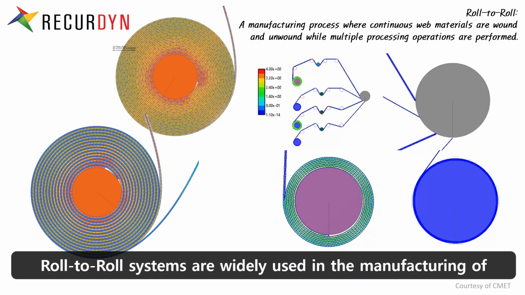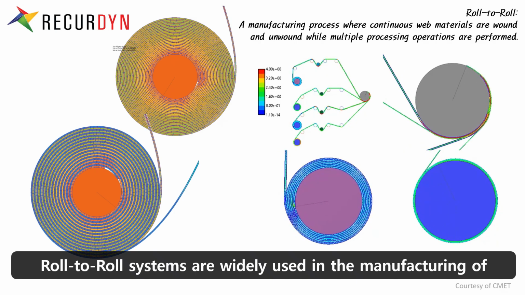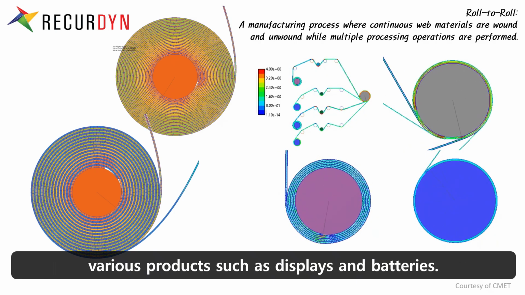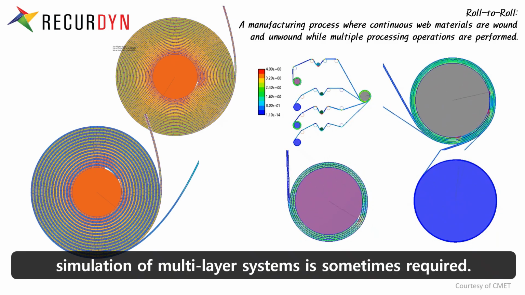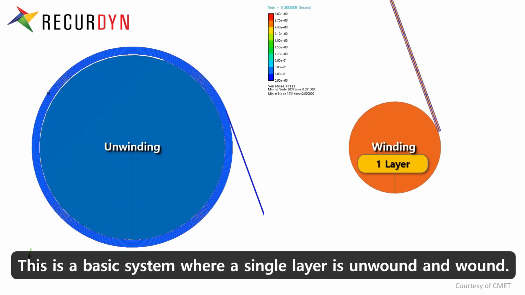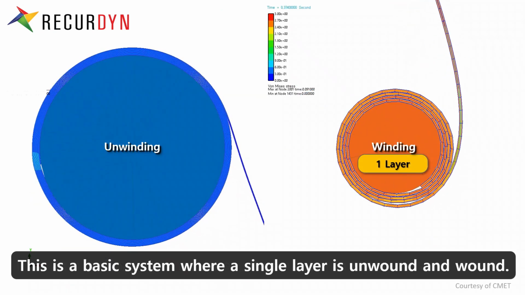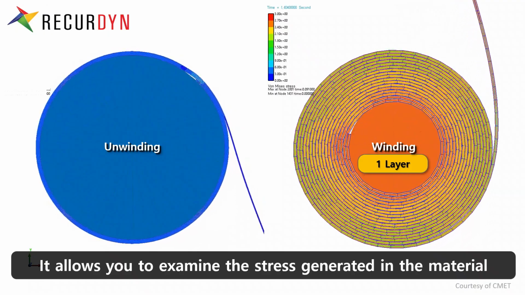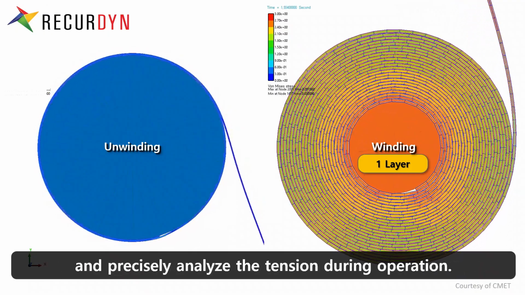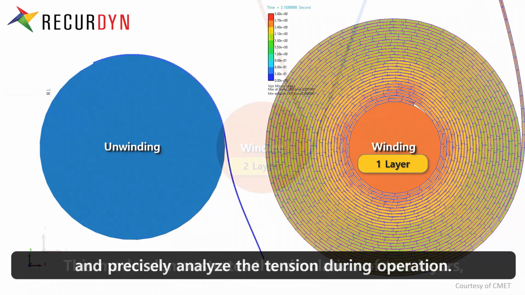Roll-to-roll systems are widely used in the manufacturing of various products such as displays and batteries. In these processes, simulation of multi-layer systems is sometimes required. This is a basic system where a single layer is unwound and wound. It allows you to examine the stress generated in the material, and precisely analyze the tension during operation.